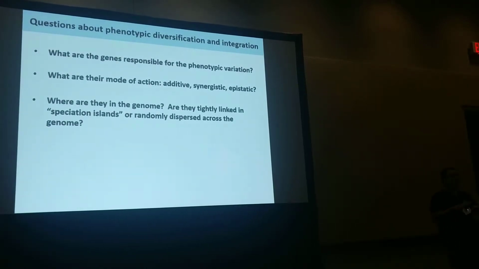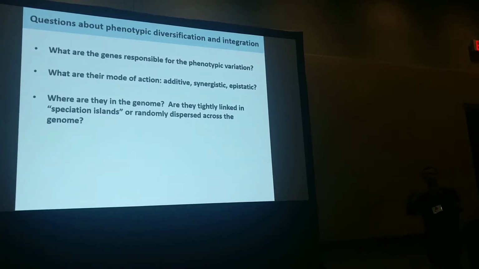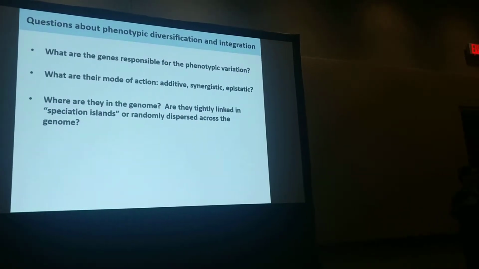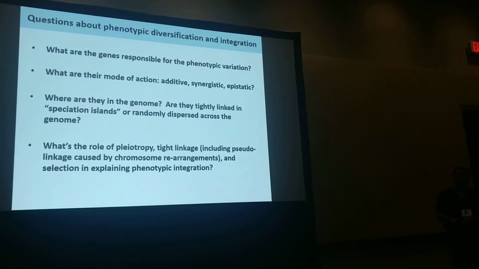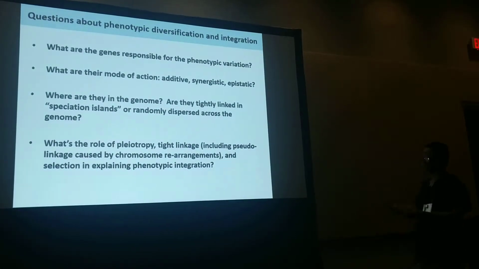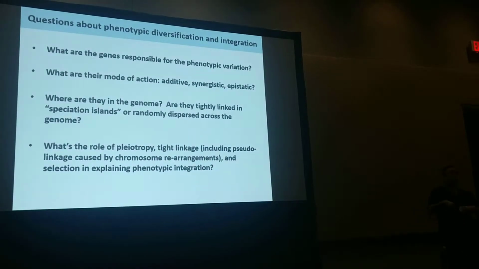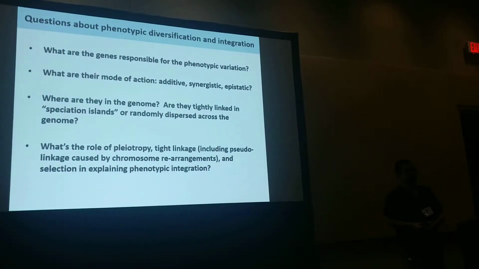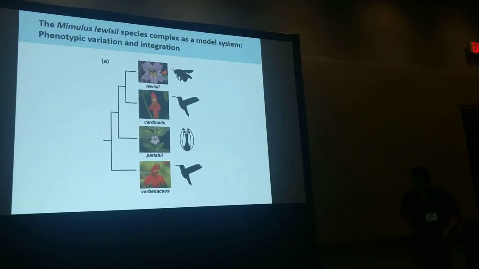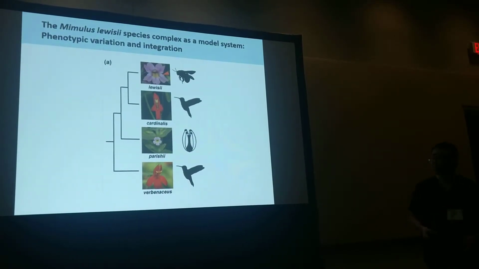And also, where are they on the chromosomes? Are they tightly linked in a so-called speciation island, so they can evolve all together at once, or are they just randomly dispersed across the whole genome? And also, what's the role of pleiotropy, linkage, as well as selection? What kind of role do they play in making phenotypic integration possible? To address all these questions, I should warn you that I only have one slide or two about data. Everything else is my dreams.